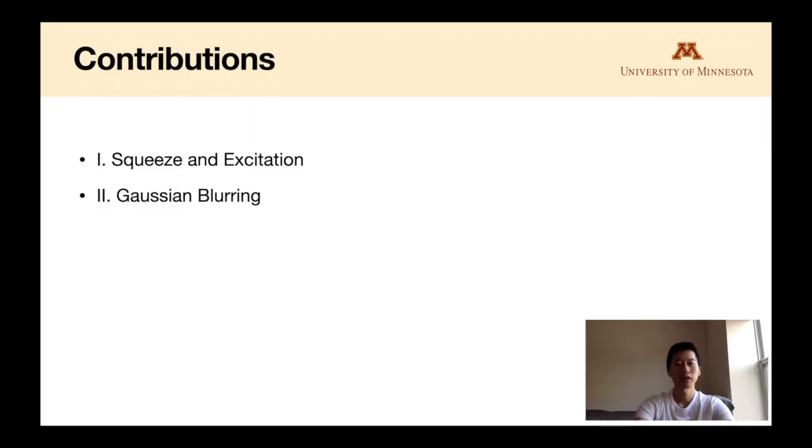Our contributions in this study is to improve contextualized word embeddings through two methods. That is squeeze and excitation alongside Gaussian blurring. It is worth mentioning that we didn't change the original method of the pre-training stage in the BERT model. We only make a change in the fine-tuning process.